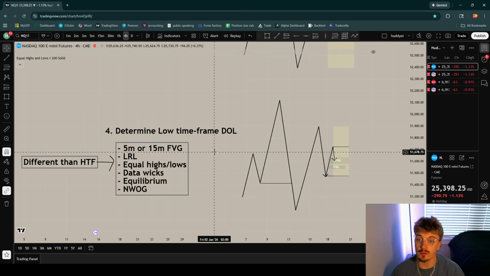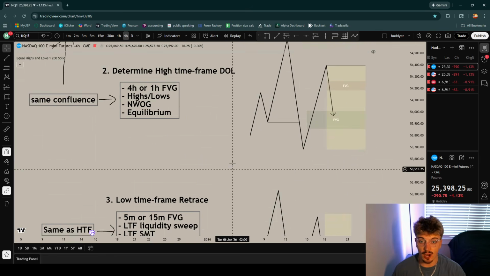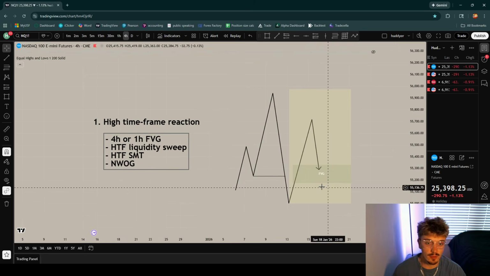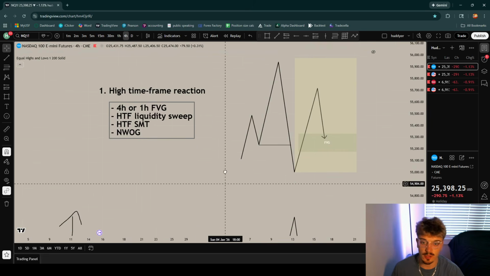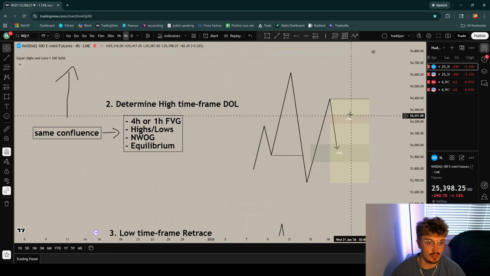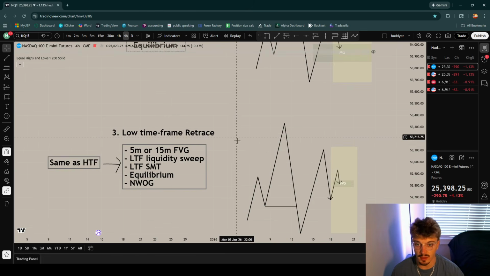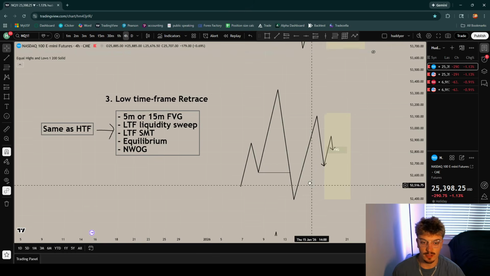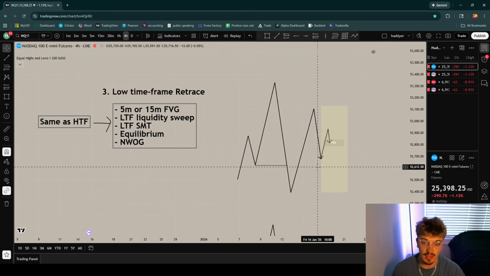We have everything we need now. First was our higher time frame reaction. We got that reaction off of some sort of gap, liquidity sweep, or SMT. Now we determined our draw on liquidity. We're targeting this hourly gap, or this high, whatever it may be. Now we want to see our lower time frame retrace. We're getting the best possible entry.